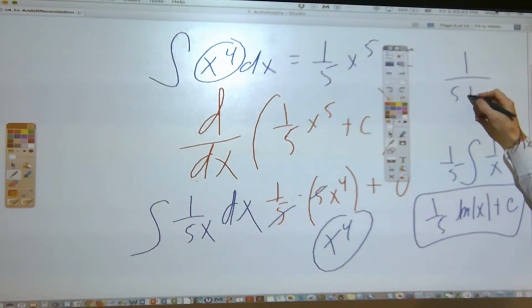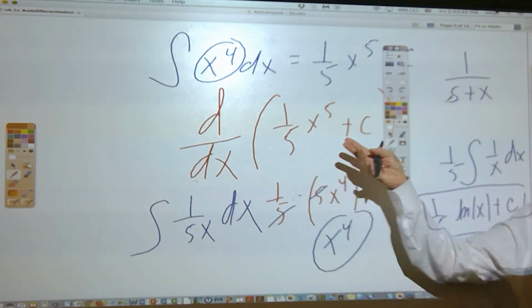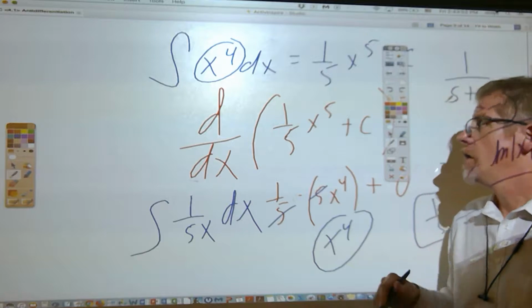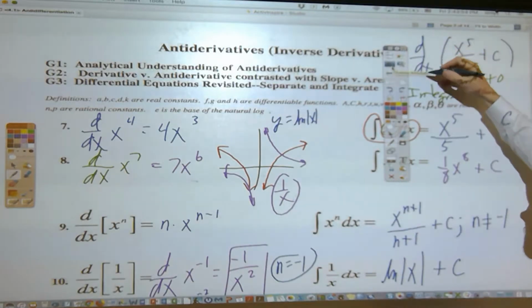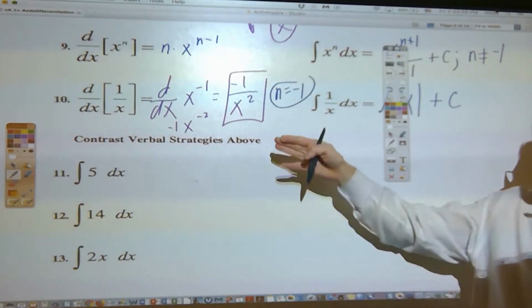Okay, then you'd have to come to school on Monday and learn about u substitutions, because you're not ready for that one yet, but that one we'll do Monday. All right, so u substitution. Let's go next to number 11.